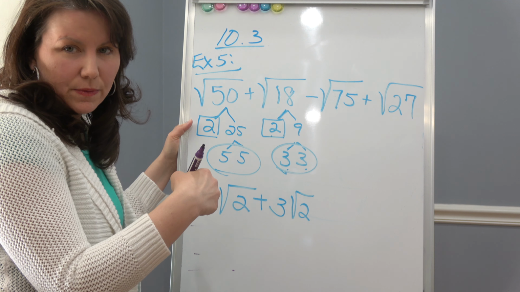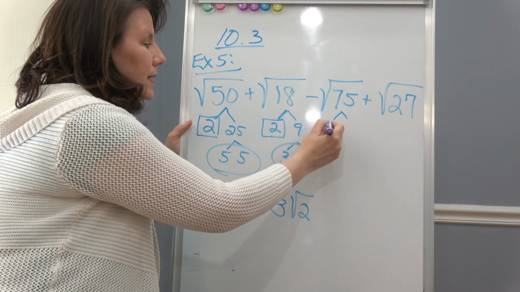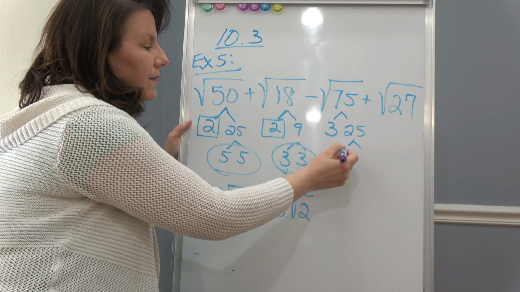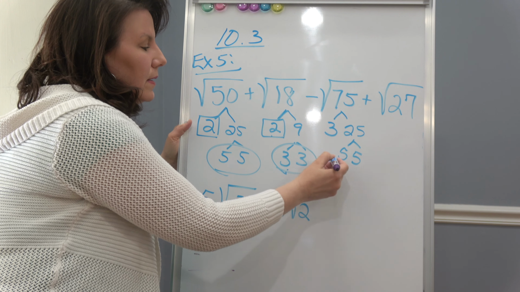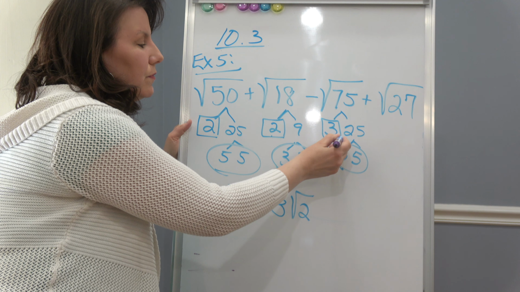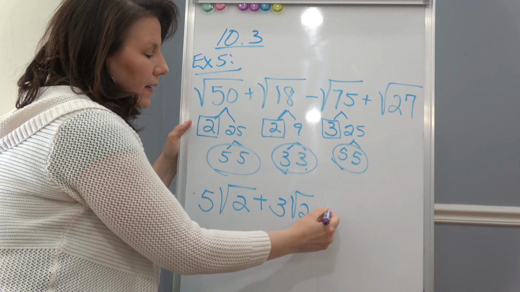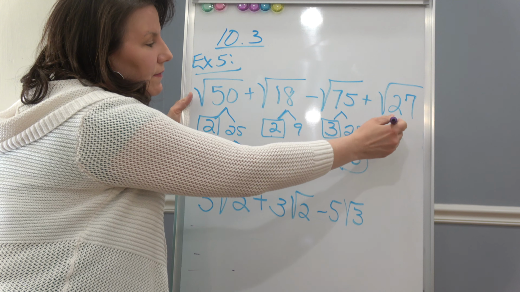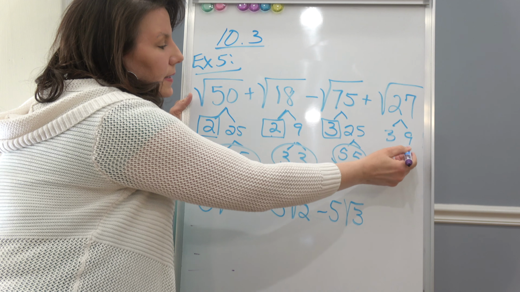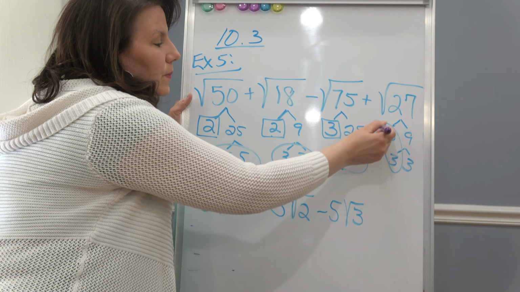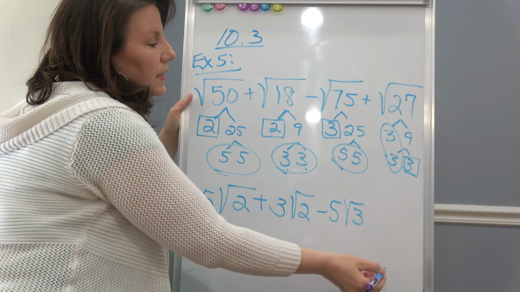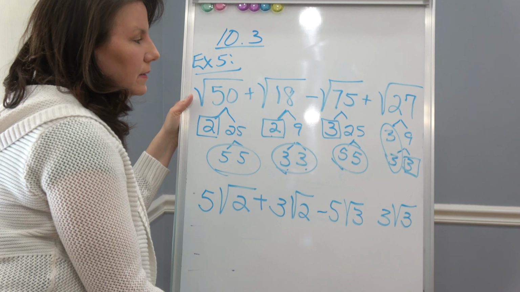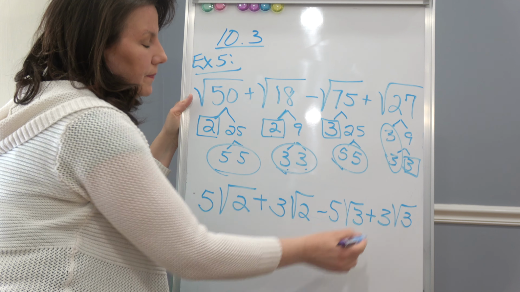75, well, I just did that one in the last problem, right? But set it up again. 3 and 25. 5 and 5. Pair of 5s, leftover 3. So it's a minus 5 square roots of 3. 27, 3 and 9, 3 and 3. Pair of 3s, leftover 3. Every pair, take out 1, put the leftovers back in the radical. And it was a plus.